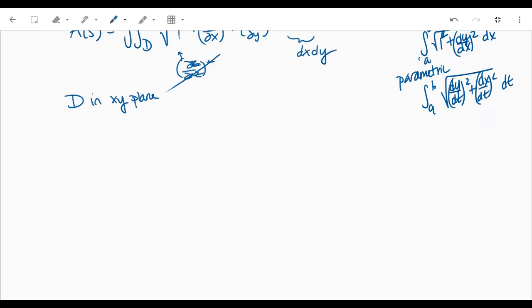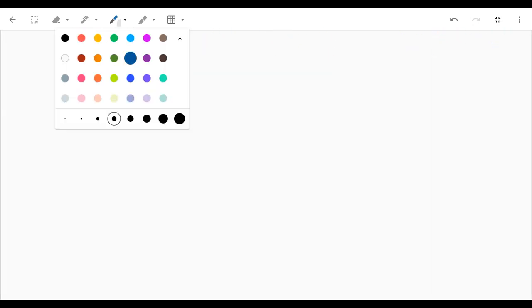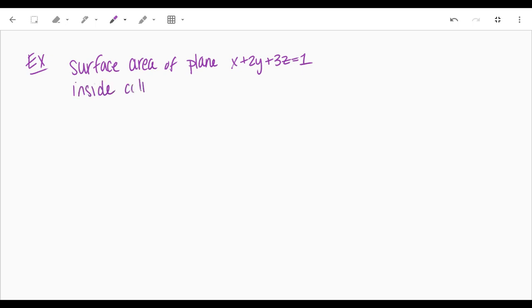All right. So our first example, this is exercise 35. We want the surface area of the plane x plus 2y plus 3z equals 1, inside the cylinder x squared plus y squared equals 3. So we're thinking about that cylinder with a radius of square root of 3.